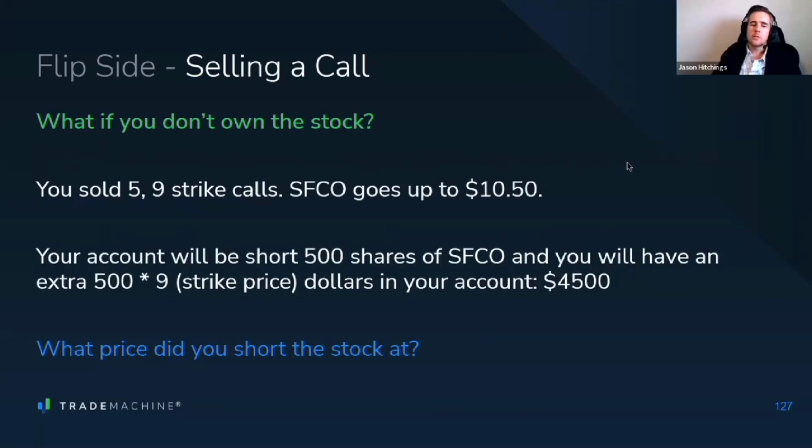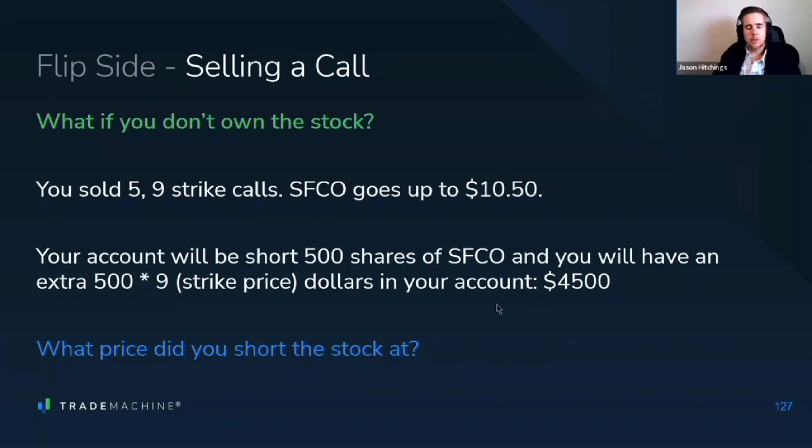So let's look at this for a second. Let's say you sold 5 contracts of a 9-strike call, and then it goes up to 10.50. What actually happens in your account? Well, the person still has to give you $9 per share. So your account will have $4,500 extra in it to start with.